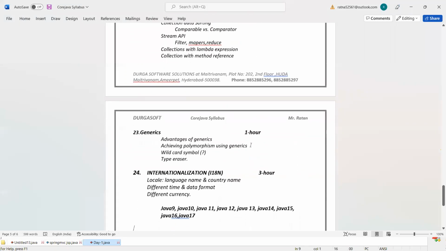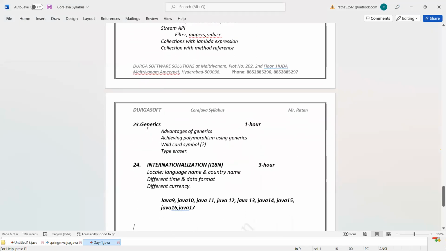Generic topic number 24. Generic topic is the advantage of generics, wildcard symbols, type erasers. What is a type eraser? We will see. And internationalization, the different languages: country name, language name, different time and date format, different currency format. Because with different languages and different countries, the currency representation is different, right? Yes. Because I think these are the points we were talking about yesterday, right?